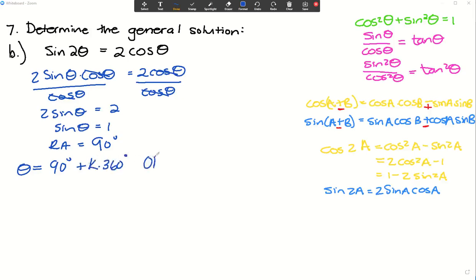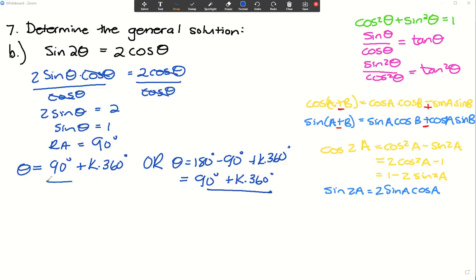And remember, sine has theta is equal to 180 minus your reference angle plus k times 360. So over here, this simplifies now to 90 plus k times 360, which is exactly what I got on this side. So for every 360 degree cycle, you end up getting theta is equal to 90, or whatever multiple of 360 added to 90. Okay, I hope that made a little bit of sense. And then we're going on to C.